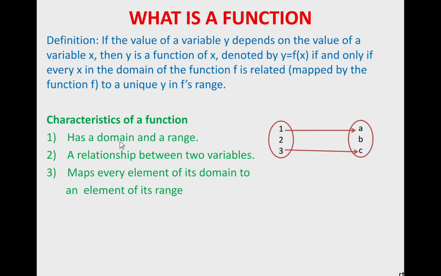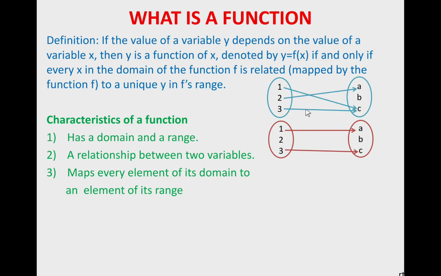So it has domain and range, and a relationship between two variables, because these are values of the first variable in the domain, and these are values of the second variable in the range. So the first variable is the independent variable and the second variable is the dependent variable. It maps every element of its domain to an element of its range. It says it maps every element of its domain. Let's take a look at the domain of this model. The domain has 1, 2, and 3, but this model maps only 1 and 3. It doesn't map 2, so it violates this condition. So this is not a model for a function.